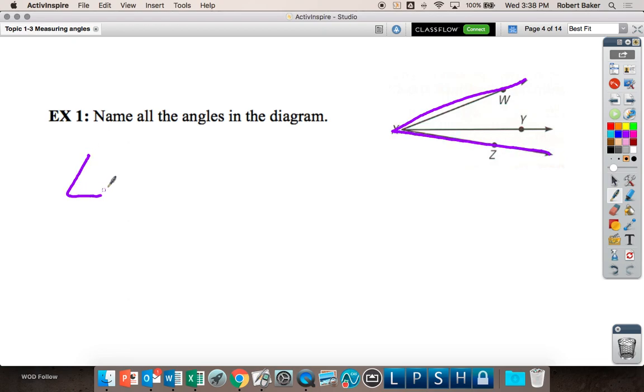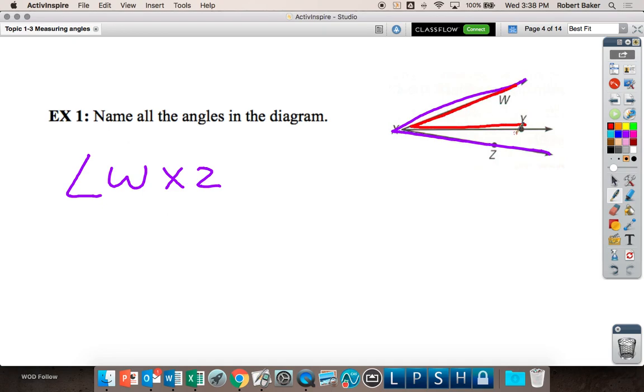Hold on. You already said WXZ. In my mind, he's talking about planes, because we name planes by three points. So you have to be specific and say angle WXZ. That's the purple angle now. Give me a different one. Angle WXY is now the red angle.